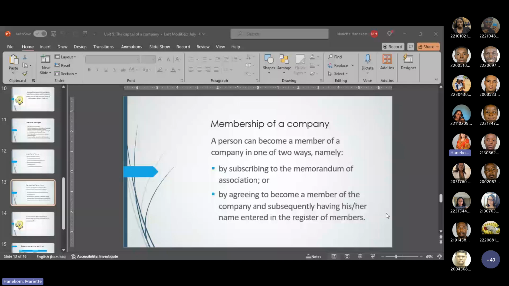What was I saying? That all shareholders are members, because you cannot be a shareholder without being a member. But not all members are shareholders, because you get companies that don't have shareholders, they only have members.